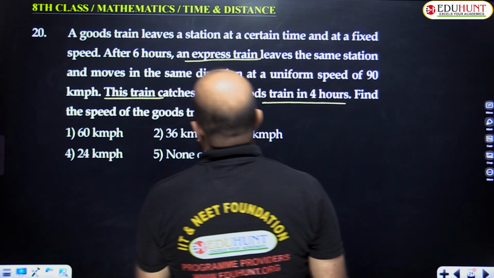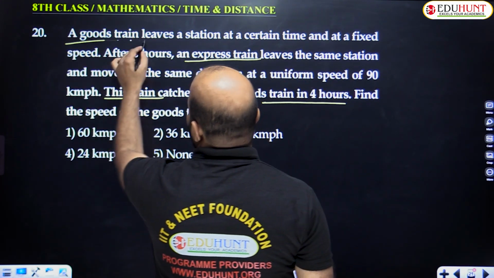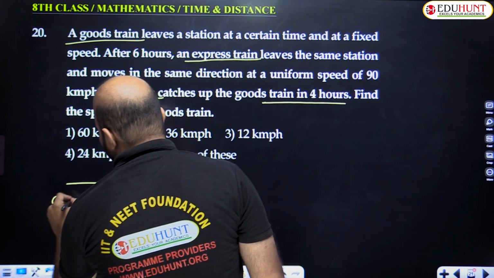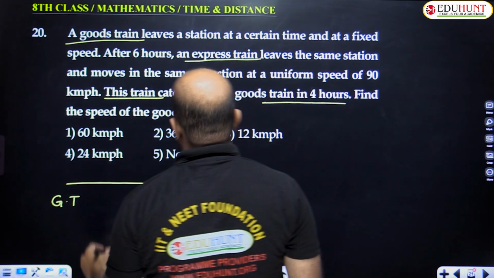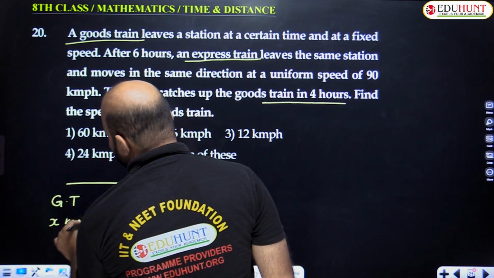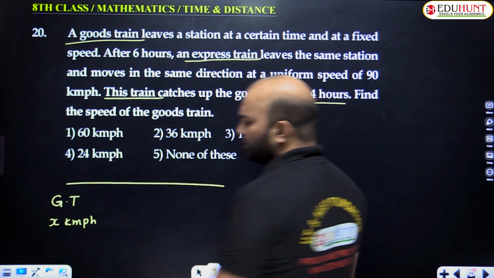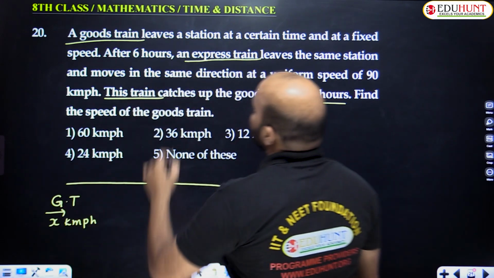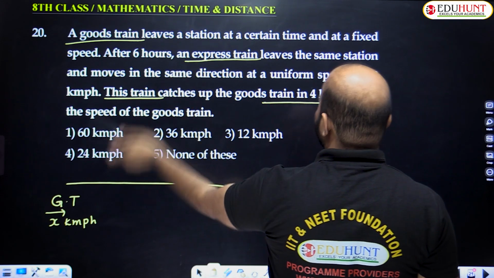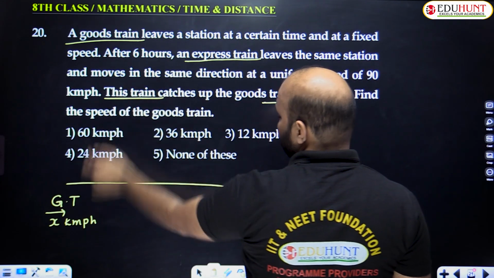Which one started initially? The goods train started initially. You don't know its original speed, so it will be considered as x kilometers per hour, because the options are already given in kilometers per hour. So the goods train leaves the station at a certain time at a fixed speed of x kilometers per hour.